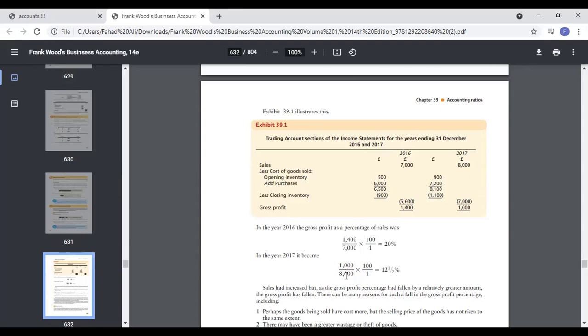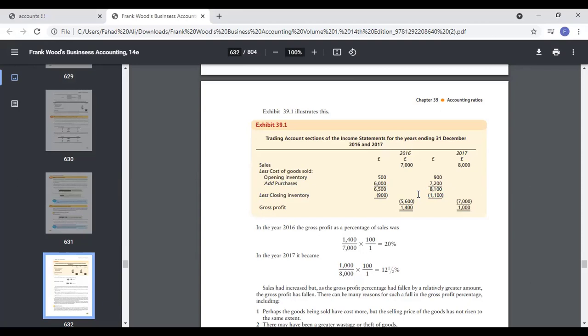1,000 divided by 8,000. In this, your sales is also increasing by 1,000. Right. 1,000 divided by 8,000. Now your gross profit margin decreased. It became 12.5% because of two reasons. What are the reasons? One, your sales have increased because the total proportion has increased. Another reason is that your opening inventory and purchases both increased by a larger proportion compared with closing inventory, because closing inventory was also increasing, but only by $200.